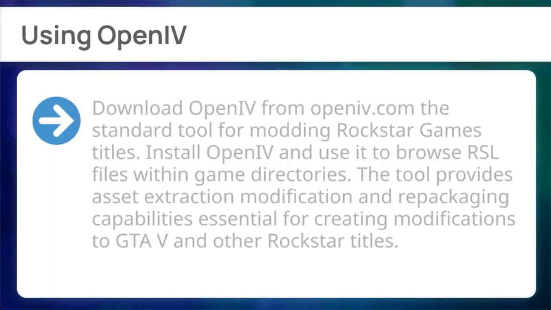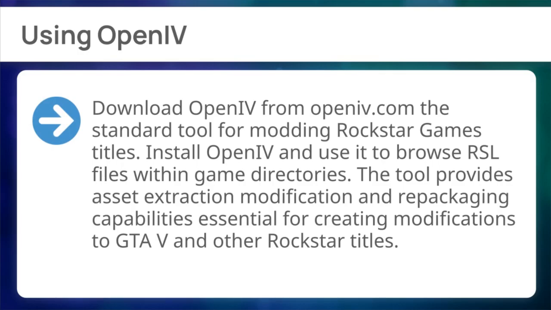First, using OpenIV. Download OpenIV from OpenIV.com, the standard tool for modding Rockstar Games titles. Install OpenIV and use it to browse RSL files within game directories. The tool provides asset extraction, modification, and repackaging capabilities, essential for creating modifications to GTA 5 and other Rockstar titles.